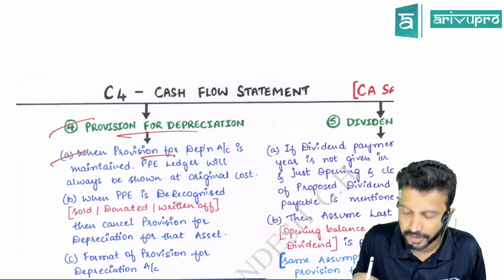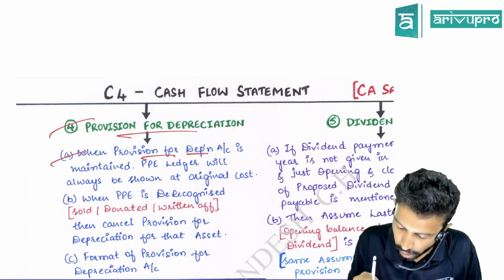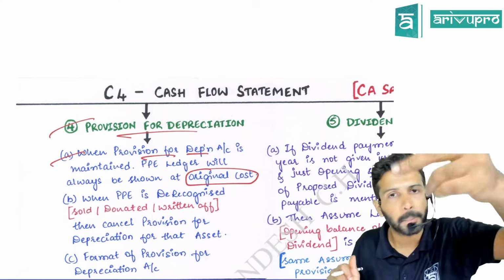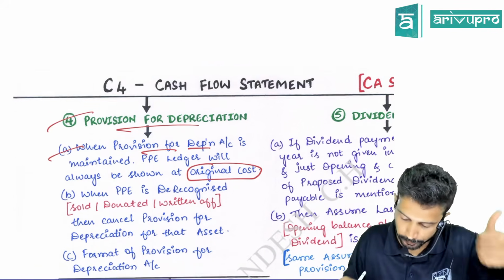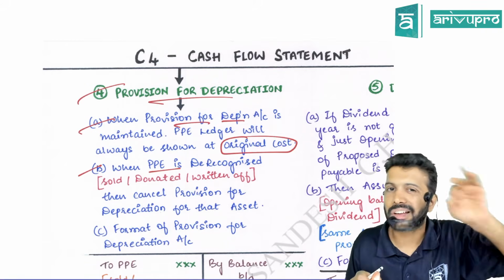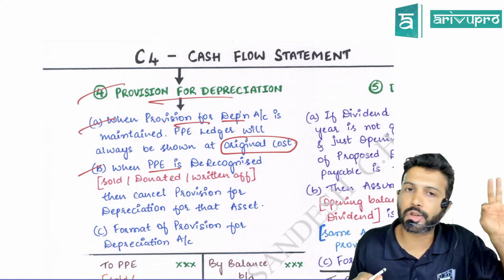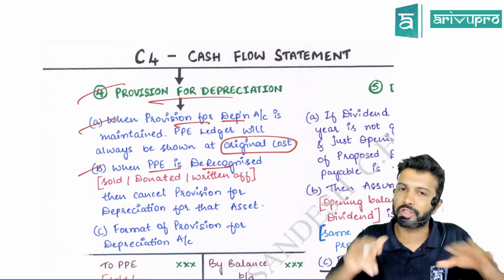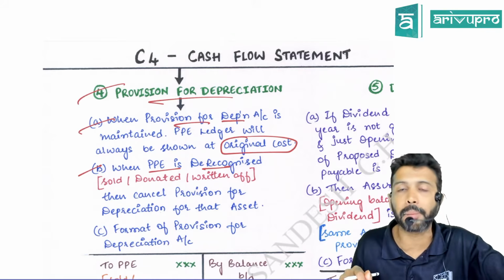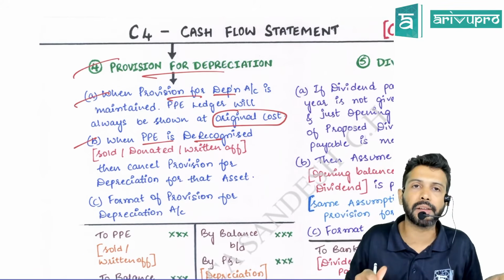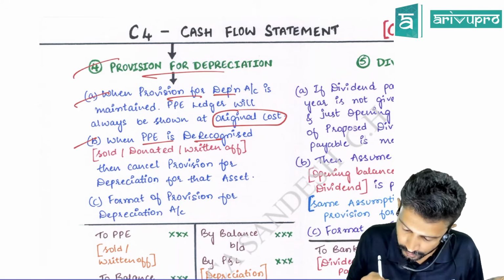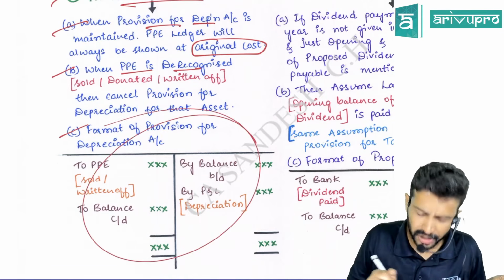If provision for depreciation account is maintained, then the fixed asset ledger will always be shown at original cost, because all the depreciation goes off to the provision for depreciation account. That is one. And how long do you need to maintain this provision? As long as the asset is there, provision for depreciation needs to be maintained. If the asset is derecognized, meaning if it is sold off or written off, then the provision for depreciation relating to that asset can be closed. And the closure journal entry will be provision for depreciation account debit to PPE account. Okay, that is one. And provision for depreciation format I've given.